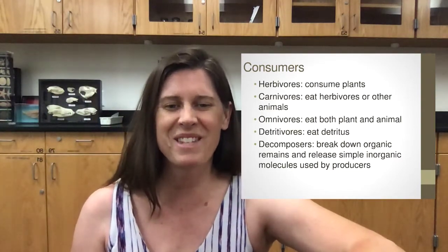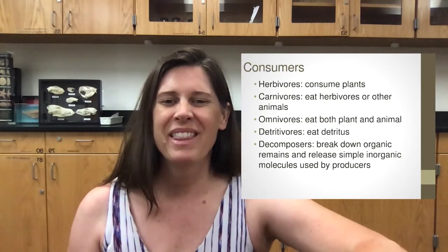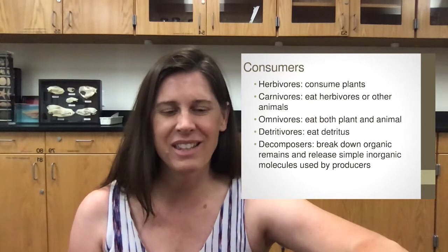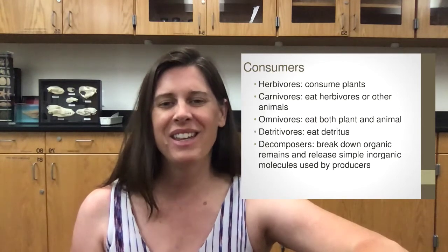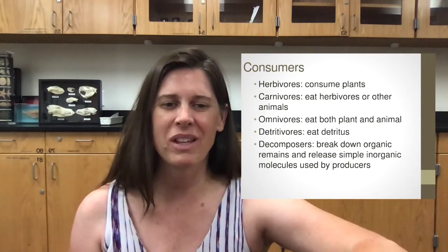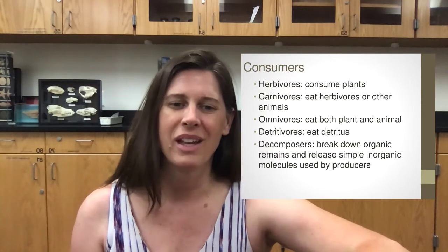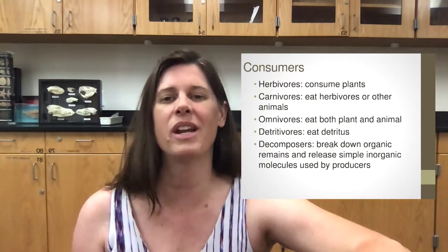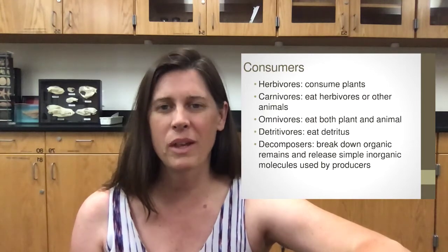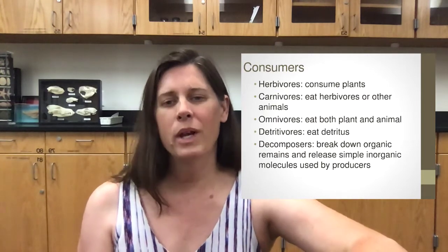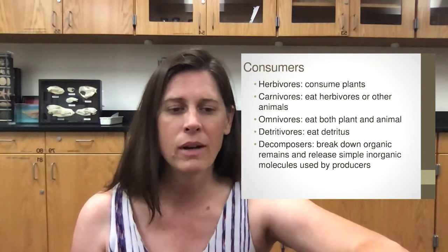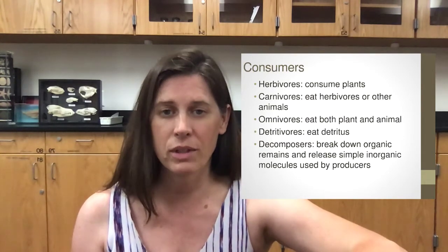When organisms die, they decompose. And it's the decomposers that are causing it to happen. They're releasing the organic remains and they're releasing inorganic molecules. And then the producers can take those inorganic molecules up and use them. So each level of a producer and a consumer forms a trophic level.